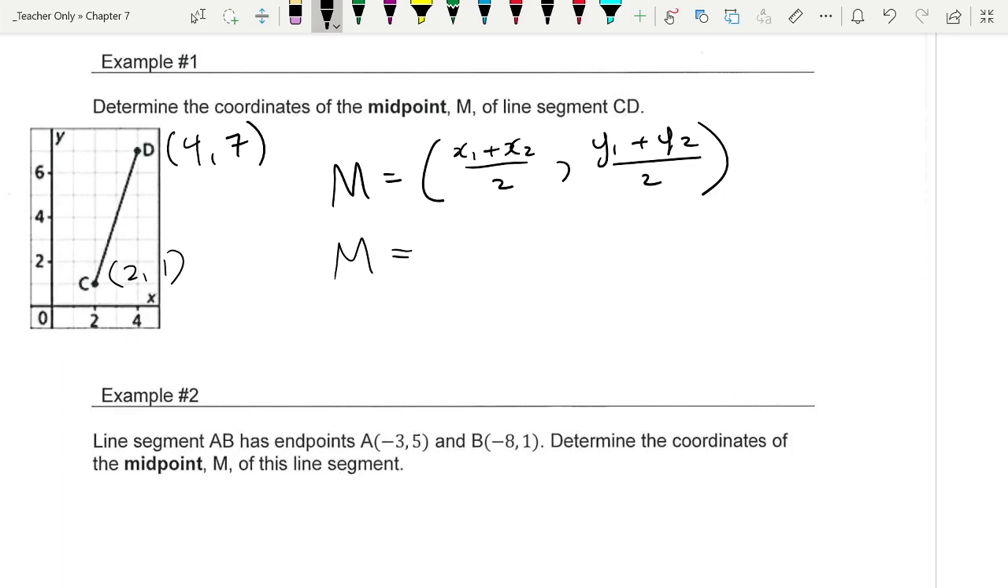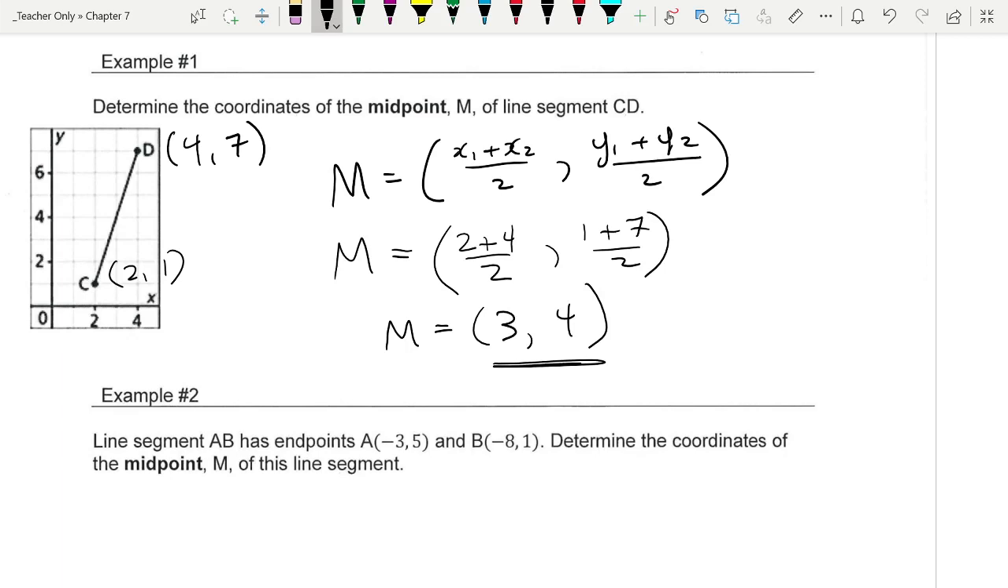All right, let's put in the numbers. Does it matter what order you add two things in? No. So it doesn't matter which one I call 1 or 2. I'll go left to right. So 2 plus 4 over 2 will give me my x coordinate. And my y coordinate will be 1 plus 7 over 2. So we're looking at 3, comma, 4. Let's plot it on here and see what we think. Does this look like the middle? 3, 4? Looks pretty middle to me.